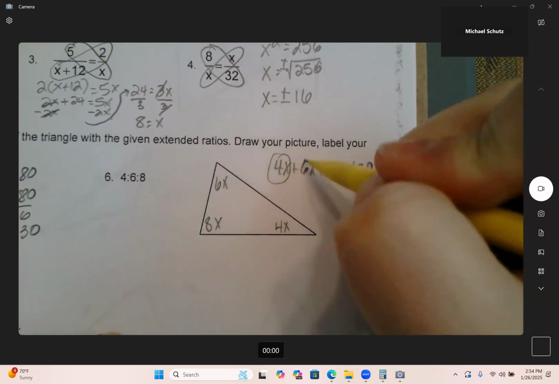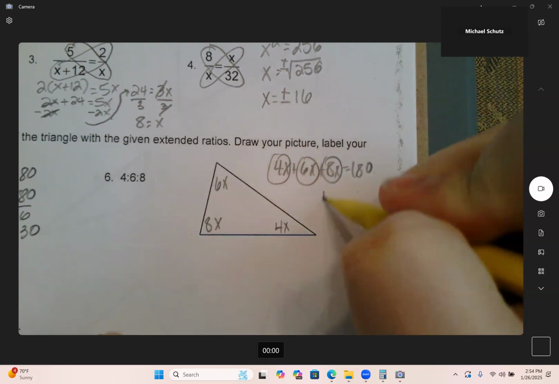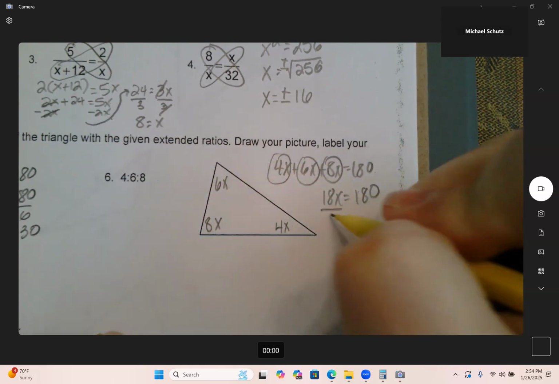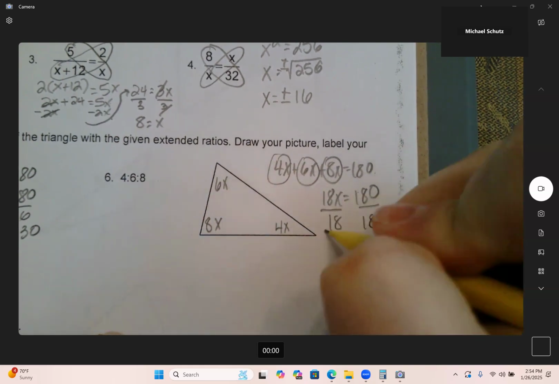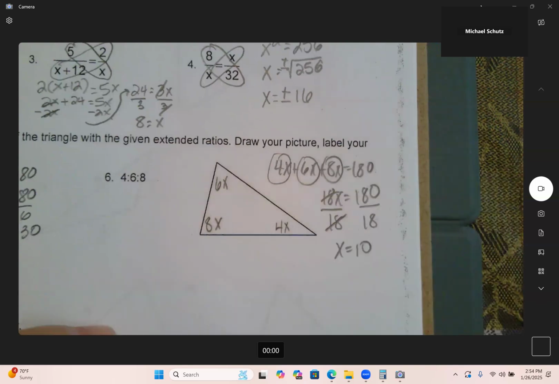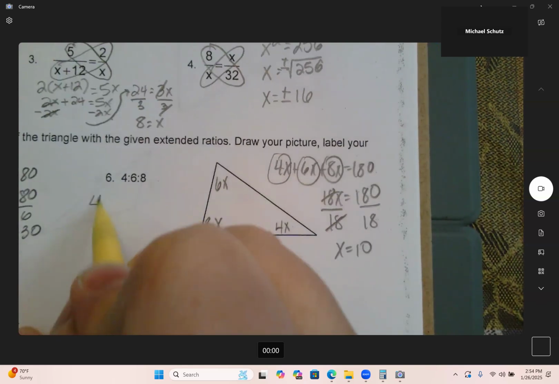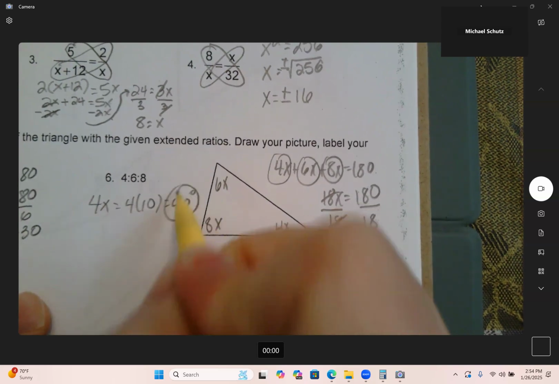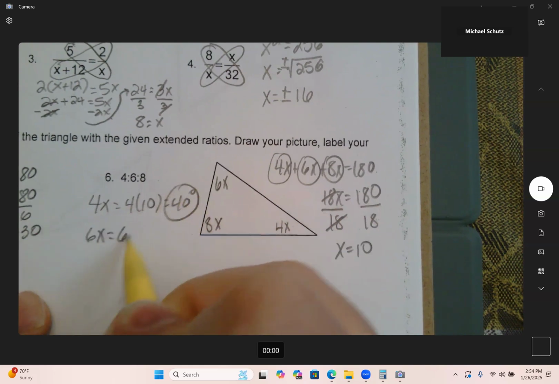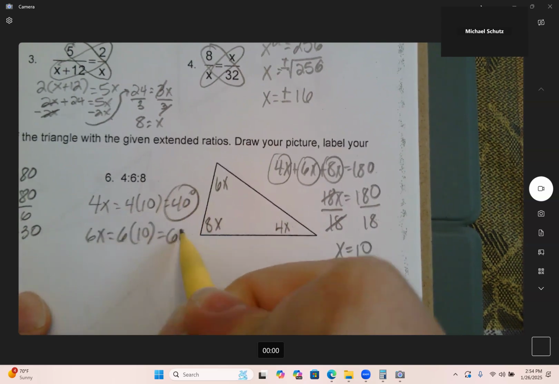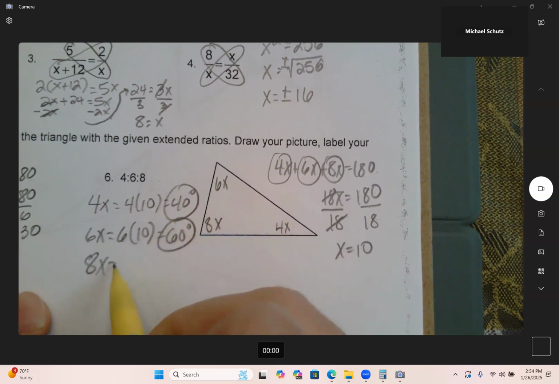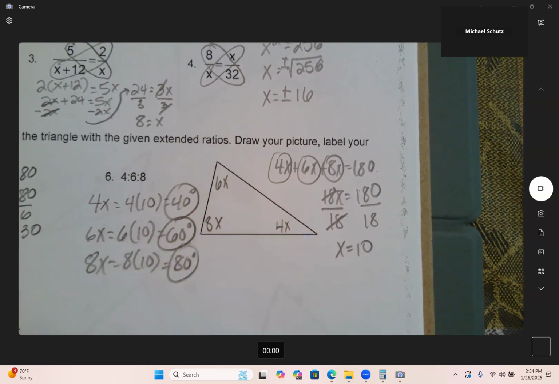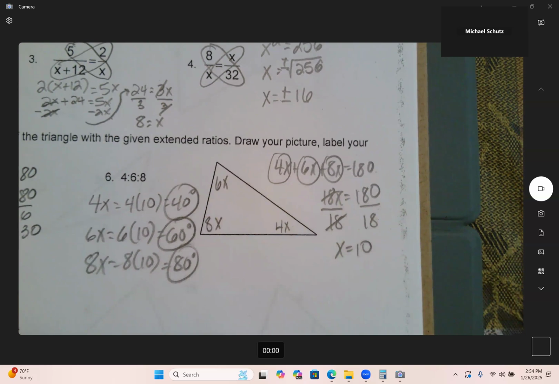These are all like terms, so 4x plus 6x plus 8x is 18x. And then we're going to divide both sides by 18, and then we get x equals 10. So our three angles: our 4x would be 4 times 10, which is 40 degrees. And then our 6x, that would be 6 times 10, which is 60 degrees. And then 8x, 8 times 10, is 80 degrees. And you should notice that the three angles do add up to 180, and that's the case.